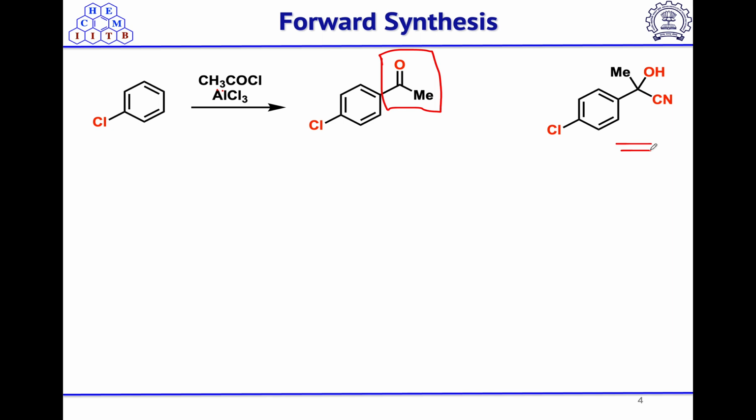So what is happening here? We are converting ketone to alcohol, and also this carbonyl carbon is having one cyanide group, right? So basically, cyanide addition into ketone. Okay, so almost you got the hint. So what will be the reagent?